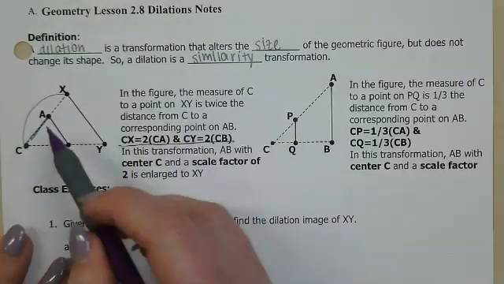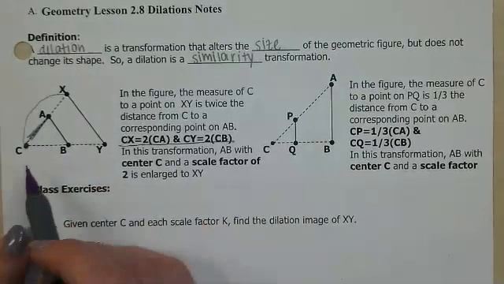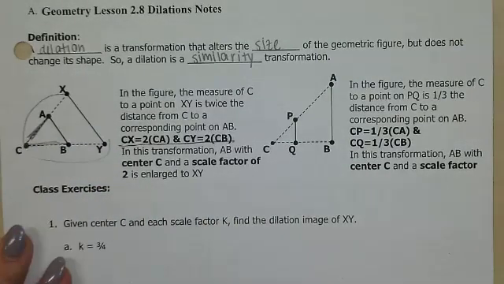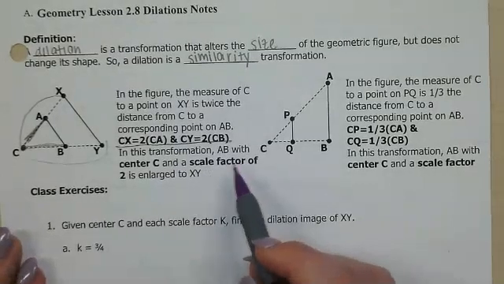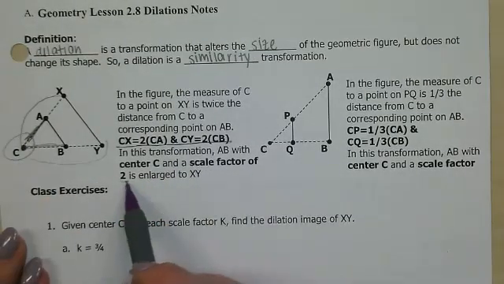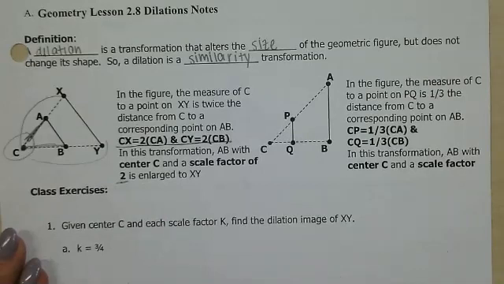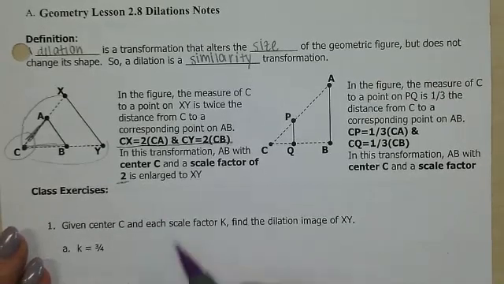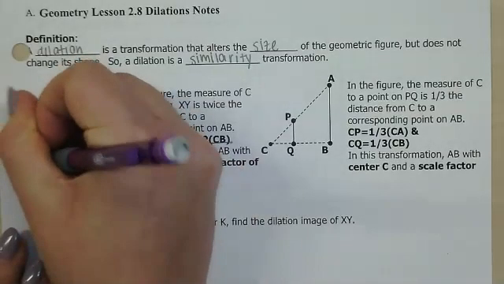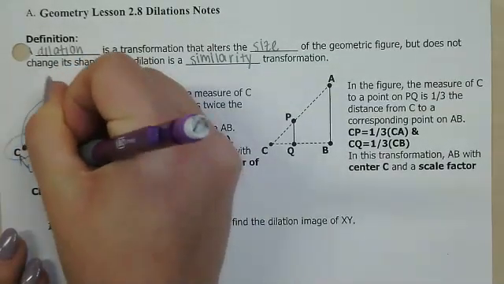CX is equal to 2 times CA, or CY over here is equal to 2 times the length of CB. In this transformation, AB with a center at C and a scale factor of 2 was enlarged to become XY. So since it was double in length, we say that its scale factor is 2. Okay? So this point here is what we call the center of dilation.